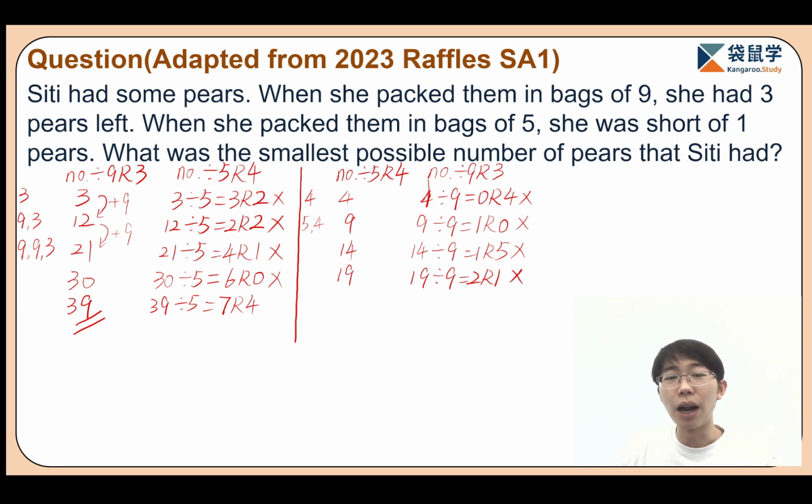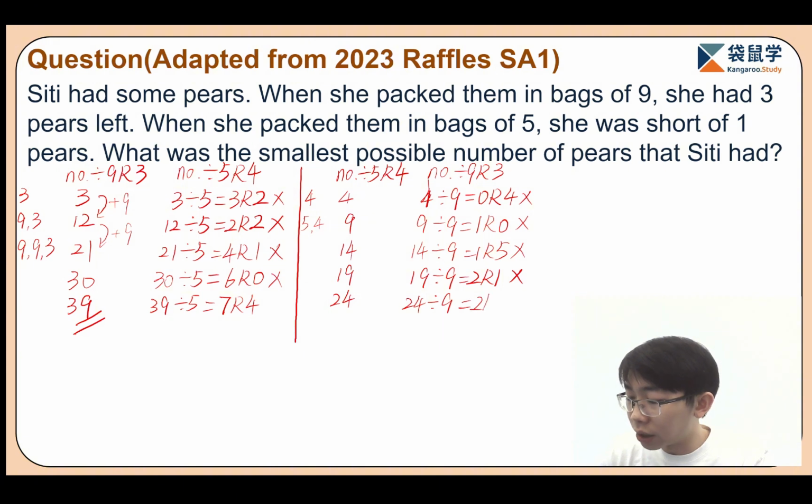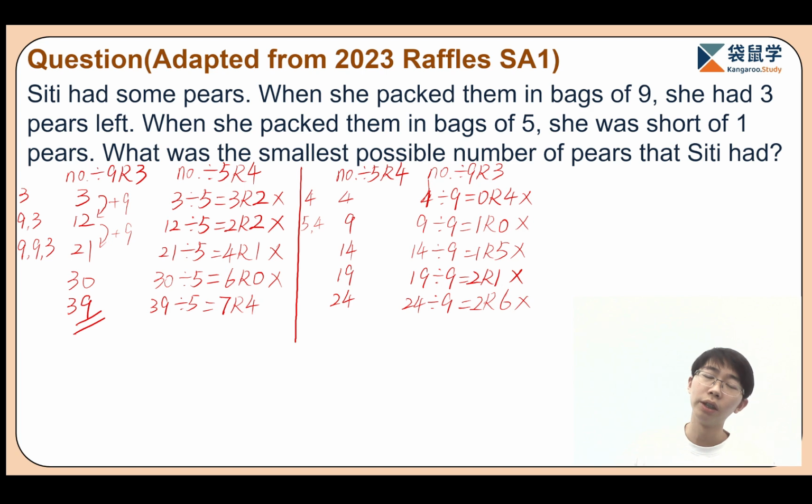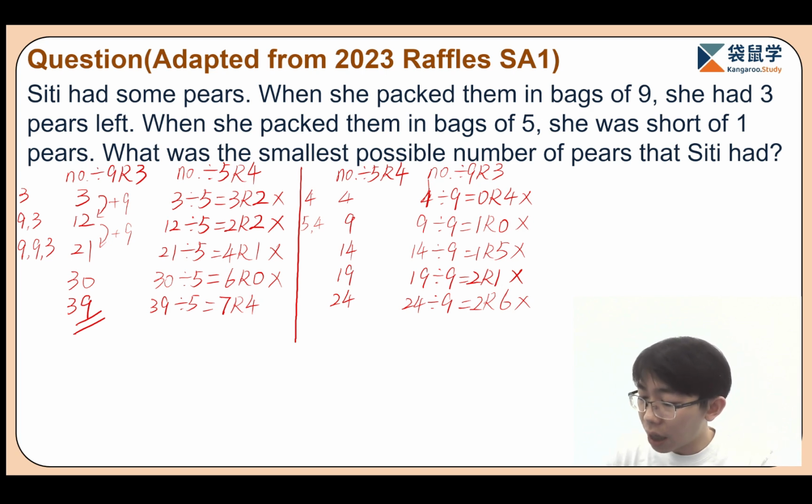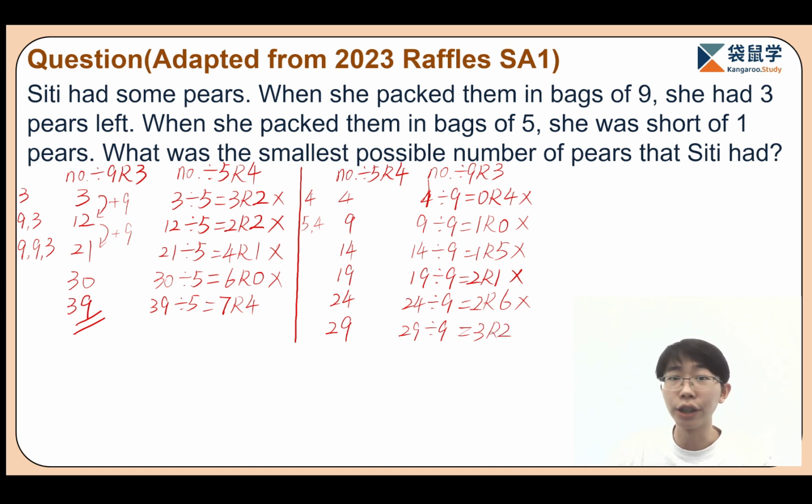What is the next number after 19? That is 24. Then what should we do? 24 when divided by 9 equals 2 and the remainder should be 6. Again, no. The next number? The next number should be 24 plus 5 equals 29. Now 29 divided by 9 equals 3 and the remainder is 2. Does this satisfy our condition? No. Again, I cross it out.